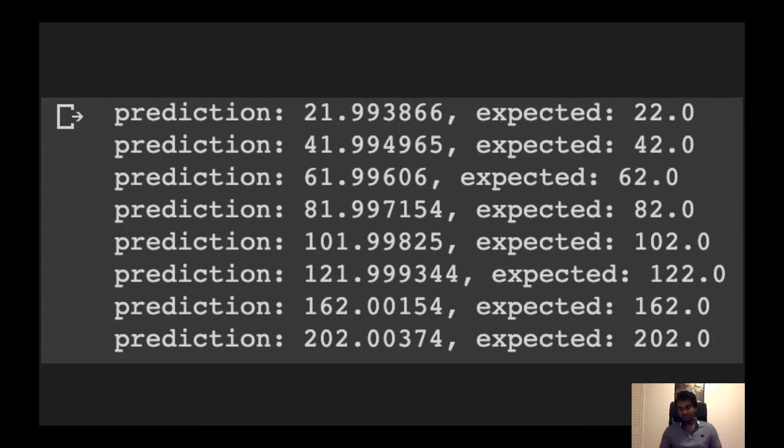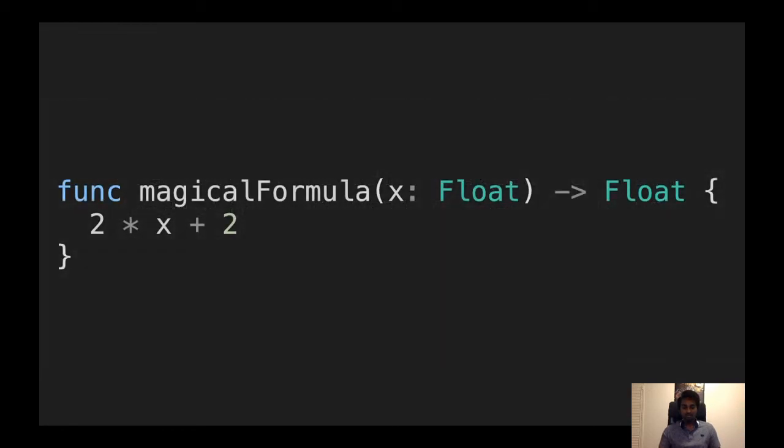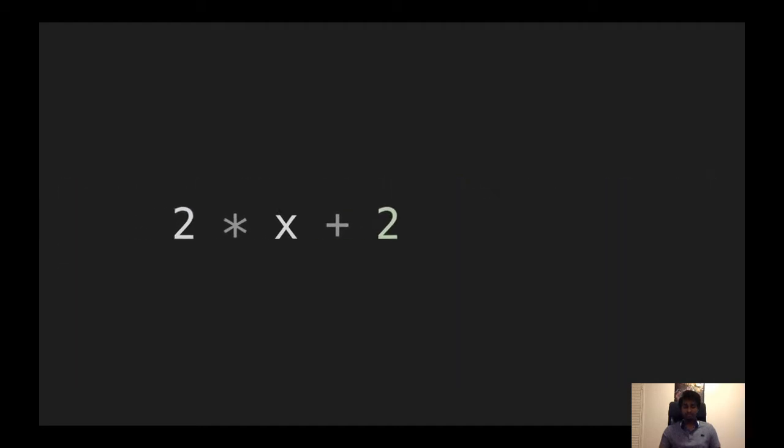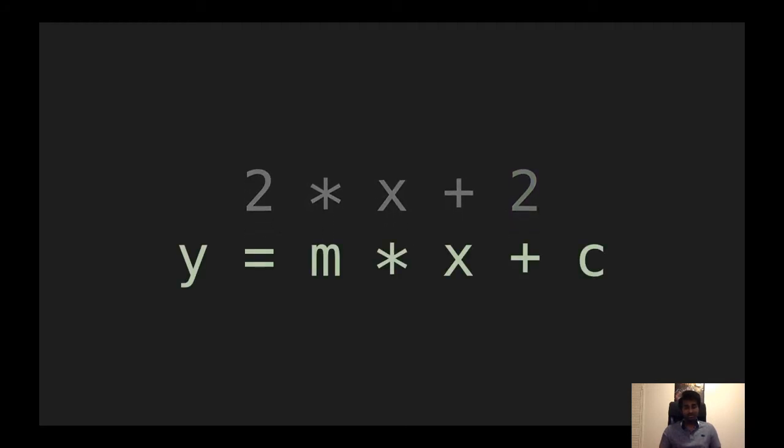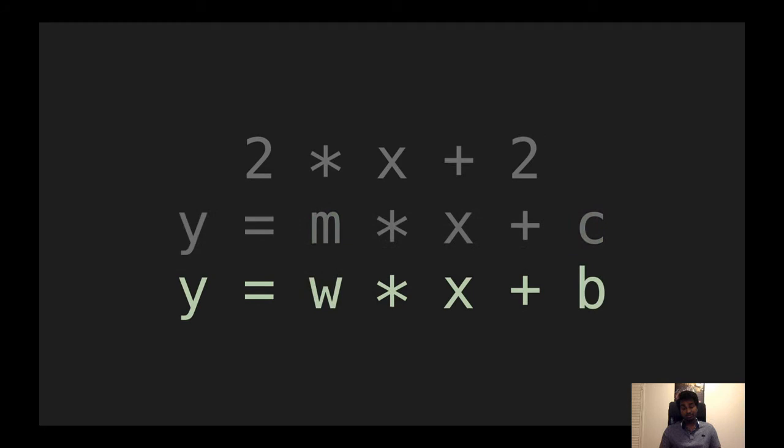The prediction for 162.00154, expected 162. And our magical formula was 2x plus 2. If you remember, 2x plus 2 is a simple line, which is essentially y equals mx plus c. But the most common terms used around machine learning would be y equals wx plus b, where w is the weights and b is the bias. So essentially, what we want a machine learning model to predict is that it should have accumulated a weight of 2 and a bias of 2.